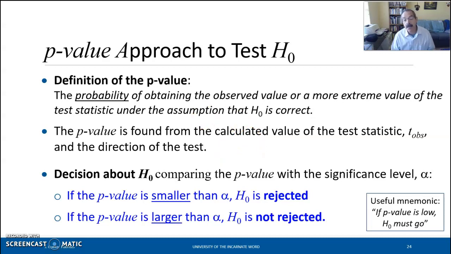But the decision about the null hypothesis is then that if the p-value is smaller than alpha, then we reject the null hypothesis. If the p-value is larger than alpha, we do not reject the null hypothesis. Again, I put this little mnemonic that some people find useful, and it says that if the p-value is low, the null hypothesis must go. All right, again, I don't know if that helps you, but it's there for you.